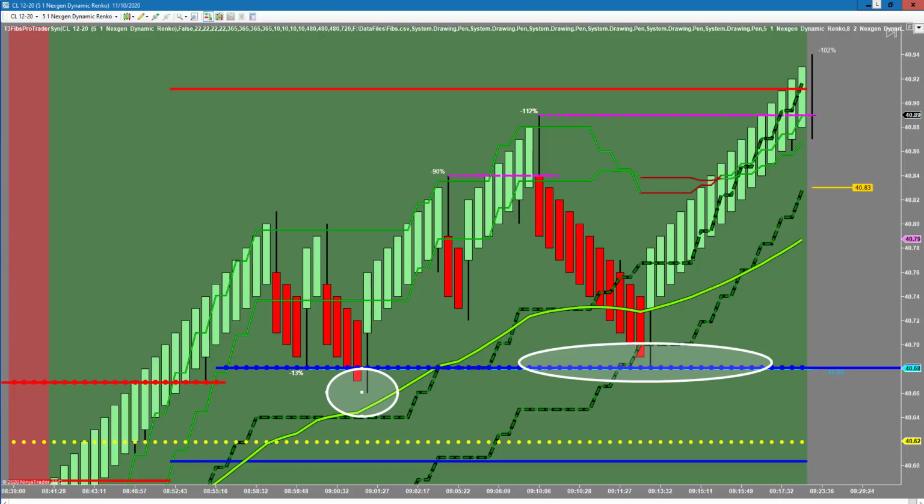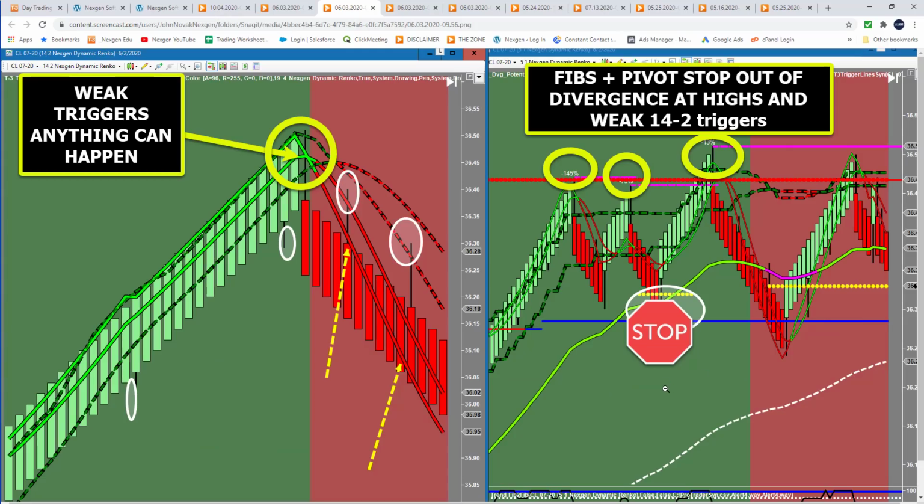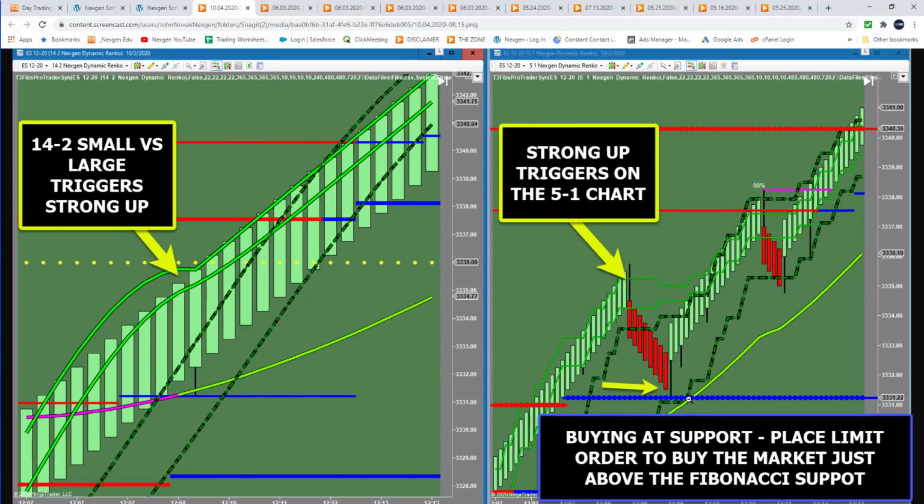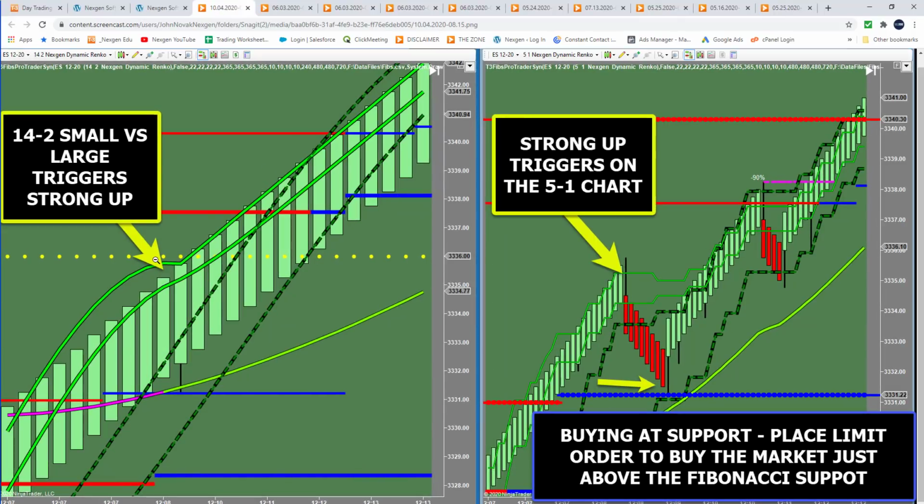So again, I'm kind of backwards engineering it. Look, this is the trade setup from the trading plan: strong triggers by Fibonacci support with the strong triggers above the other triggers. Everybody understands this trade, right? I think it's pretty straightforward. It's really easy to see when you see it in the live market.